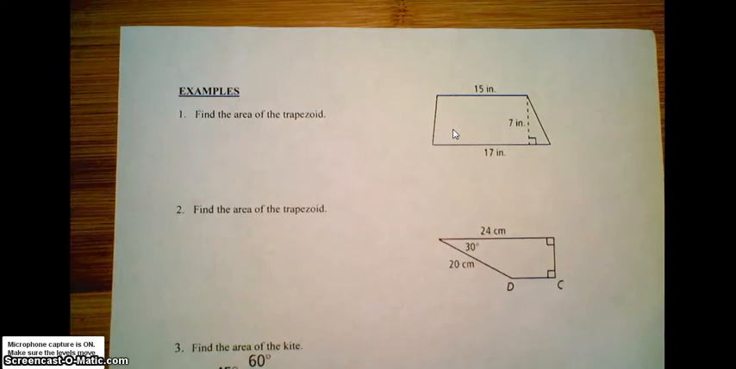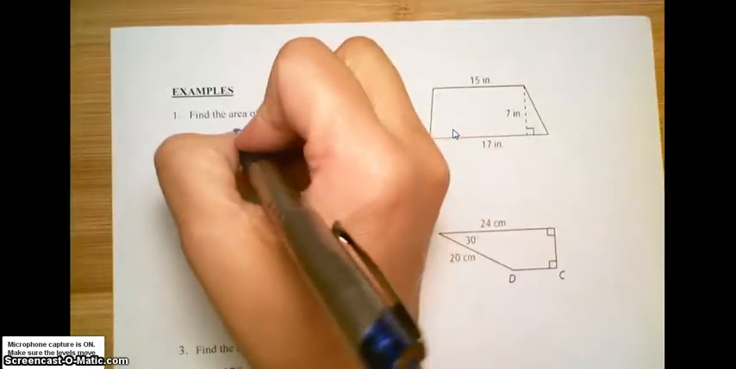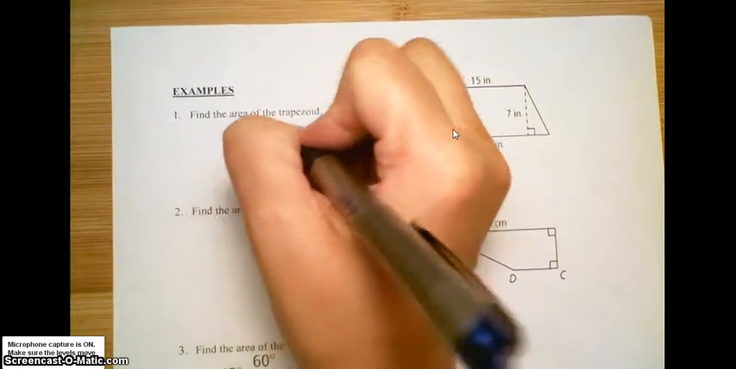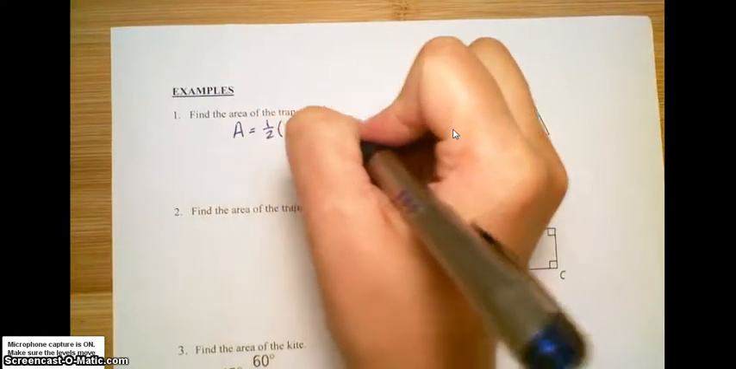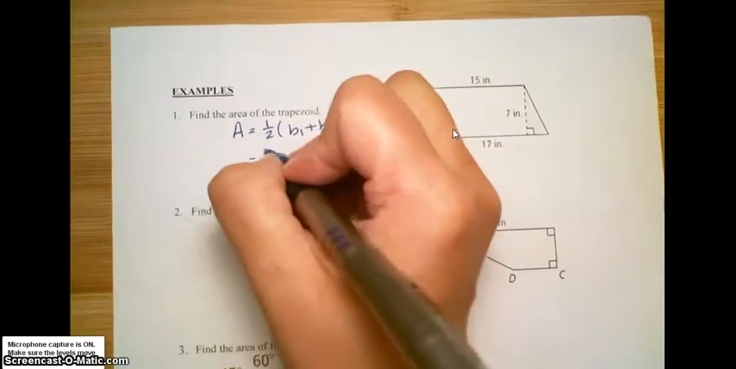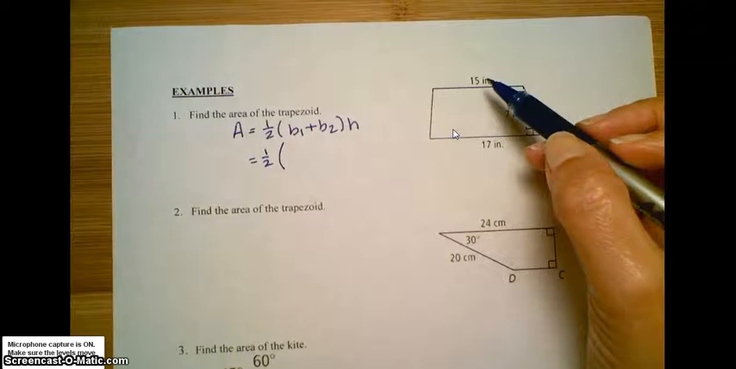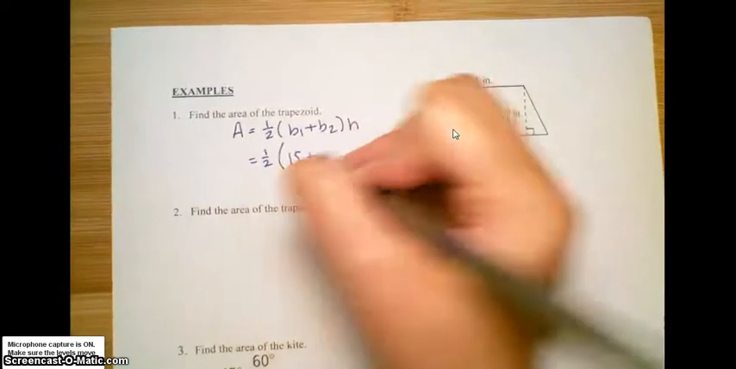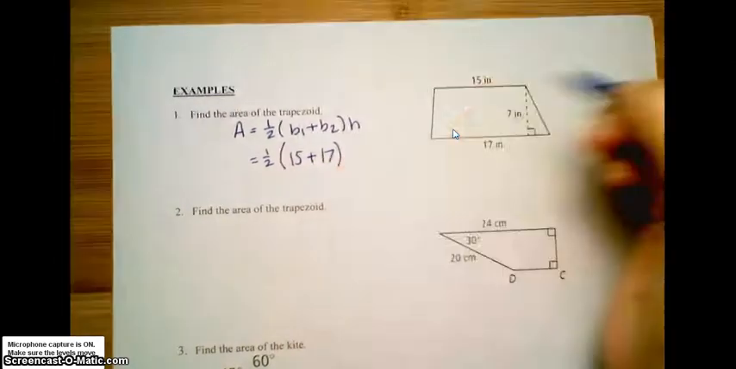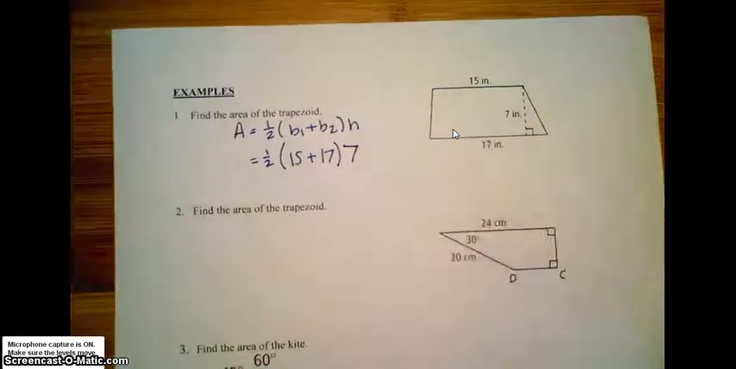Okay, in our first example, we are being asked to find the area of this trapezoid. Again, it's always a good idea to start by writing down the formula for the area of the figure you're looking for. And that's going to be half base 1 plus base 2 times height. At that point, all I need to do is sub in the appropriate values. So B1 is 15, B2 is 17, and our height, our perpendicular distance between those two bases, is 7.